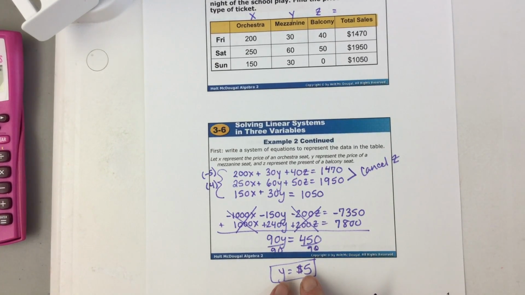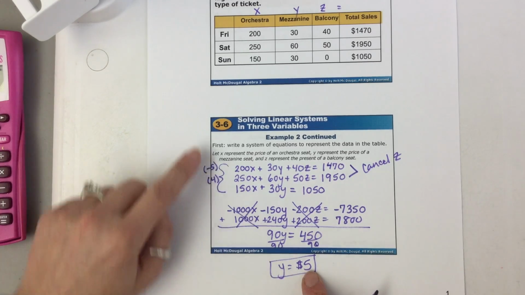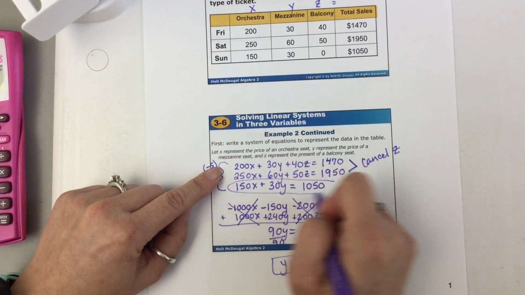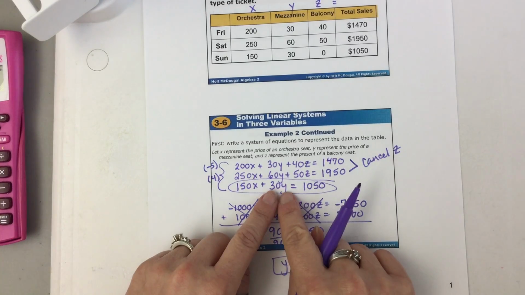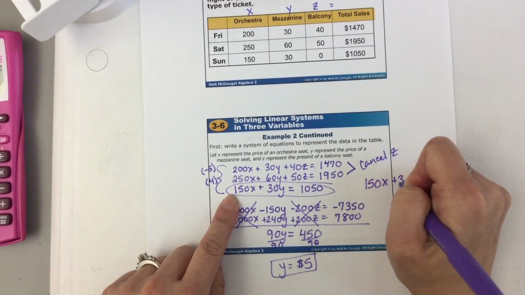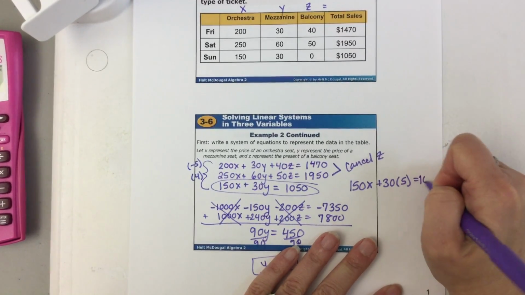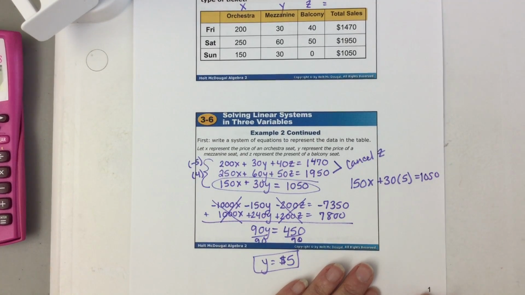When you know one variable, you go back to an equation that has 2. This equation has 2. It only has X and Y. I can replace Y with 5. 150X plus 30 times Y, which is 5, equals 1,050. Now I can just calculate this.